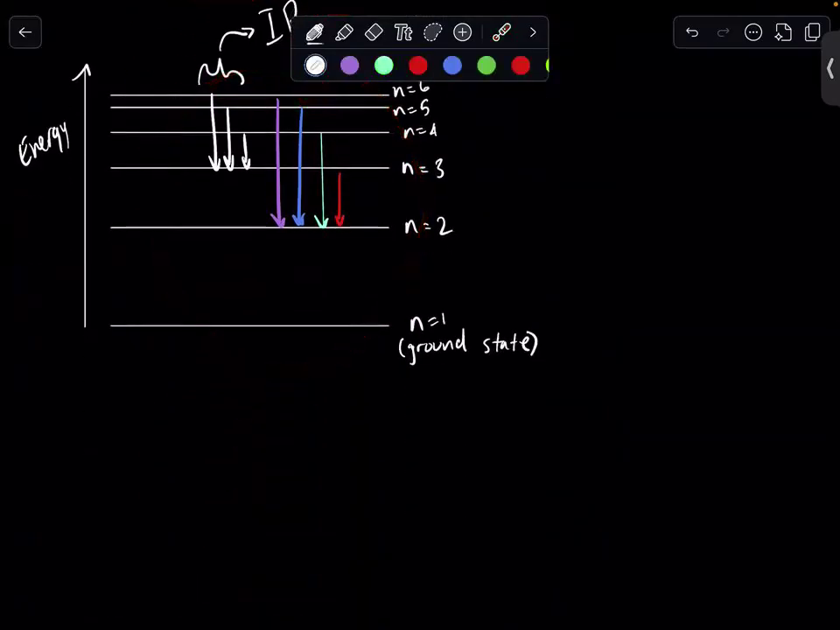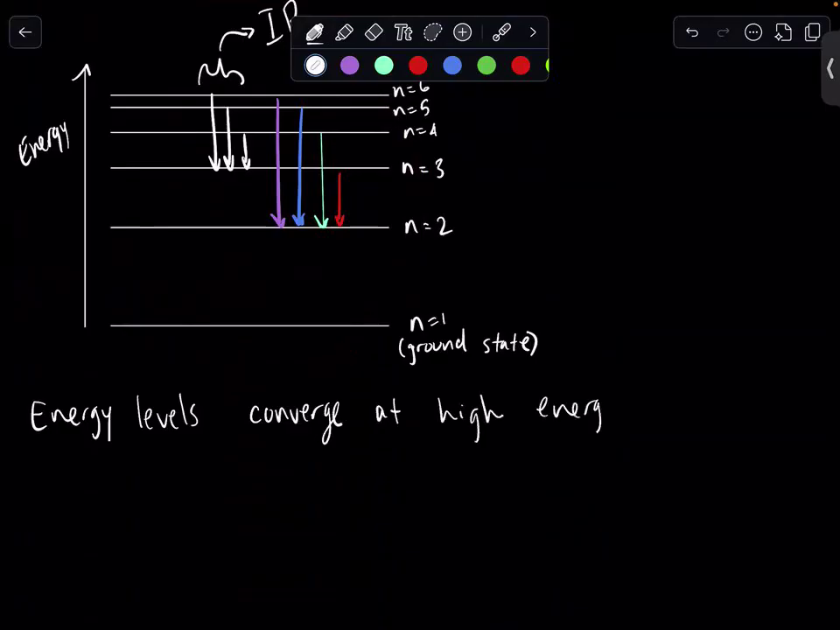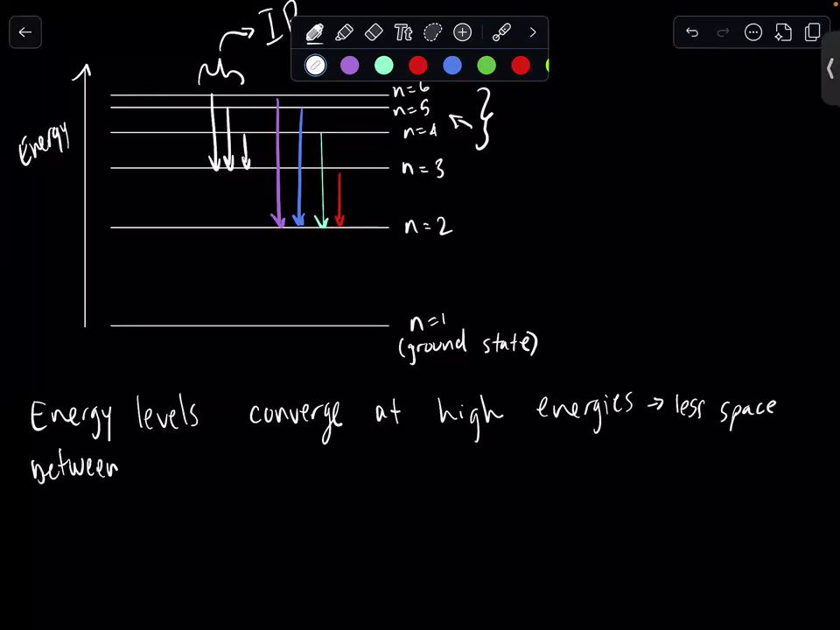The last piece of this lesson is that we notice that these energy levels converge at high energies. We see that here as we go up to 4, 5, and 6, the spacing gets smaller, less space between n equals 5 and 6 than n equals 1 and 2, so that space reduces.